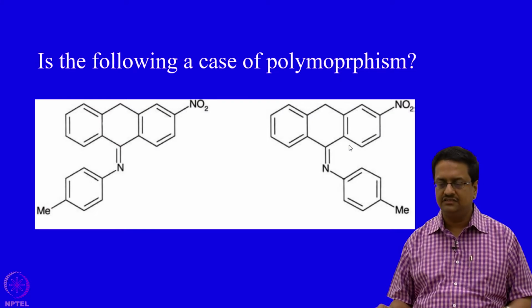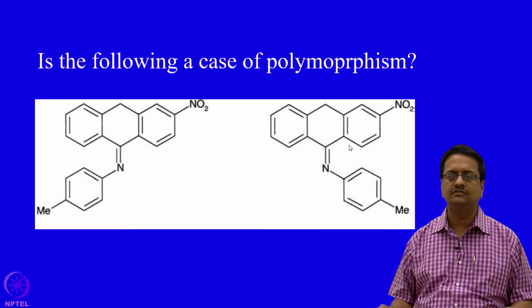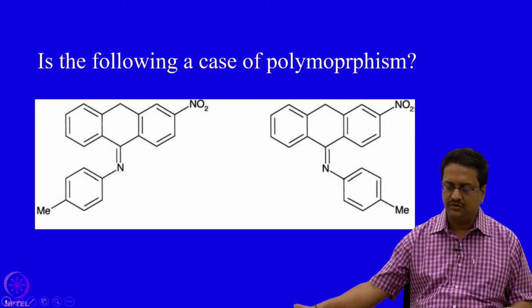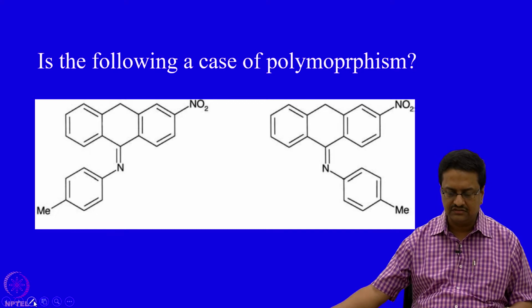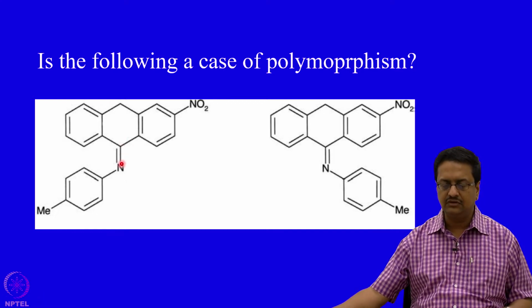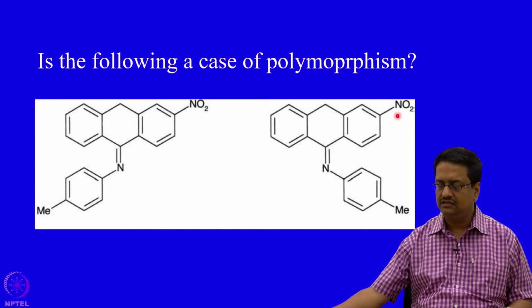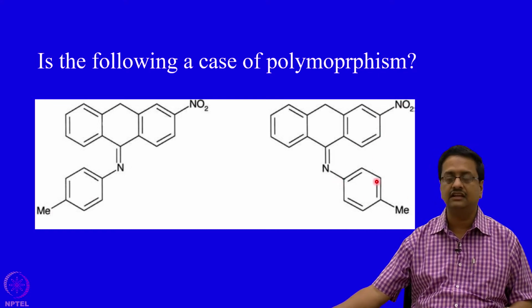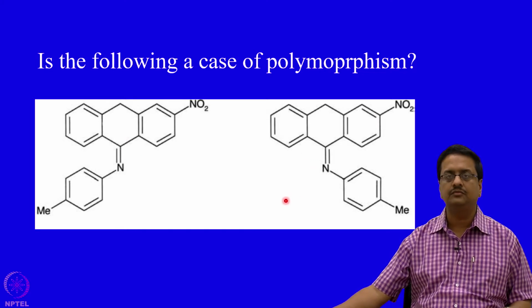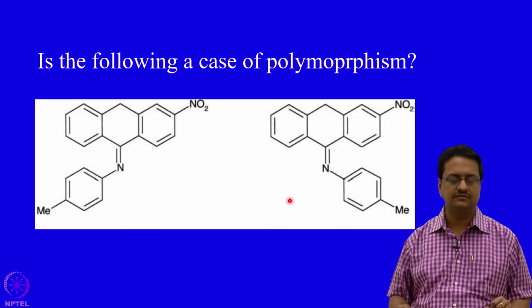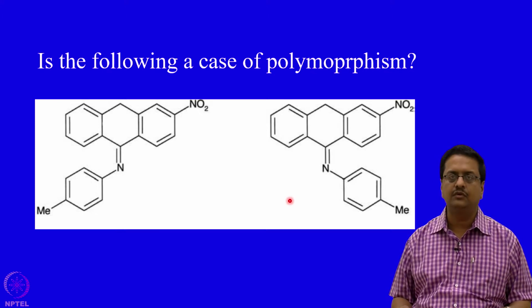So, now the question is, if we have these two compounds in crystals, are they polymorphs? You can see that these two compounds are geometrical isomers. Here this C double bond N has a trans arrangement with the nitro group and the methyl group. Here the nitro group and the methyl group on the phenyl ring are in the cis arrangement. So, these two are not polymorphs, rather these two are different compounds. So, two polymorphs should not have any difference in their bonding features.